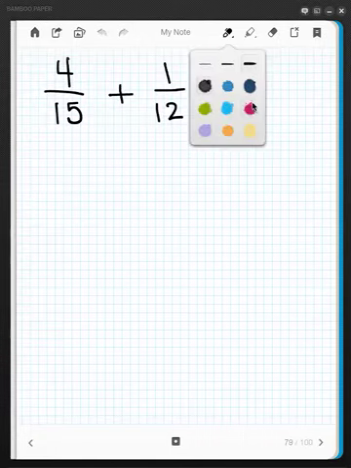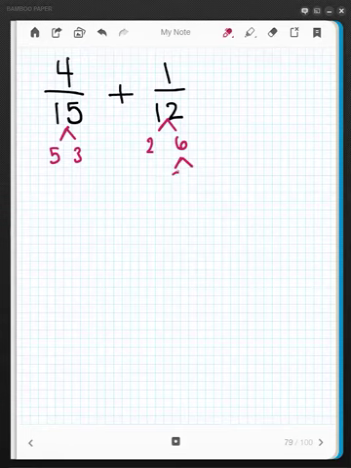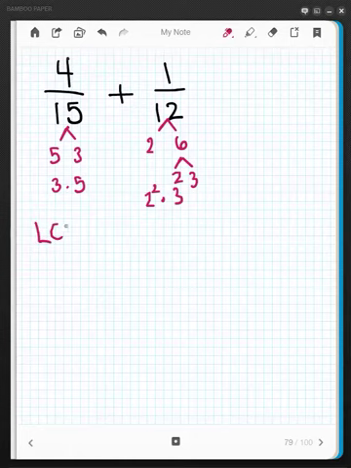Now we have a little bit more complication in finding a least common denominator, so I'm going to do some prime factorization. 3 times 5 is 15. 12 is 2 times 6, which is 2 times 2 times 3. So we have 3 times 5 here for 15, and 2 squared times 3 for 12. So our least common denominator is going to have 2's, 3's, and 5's in it. So 2, 3, and 5.